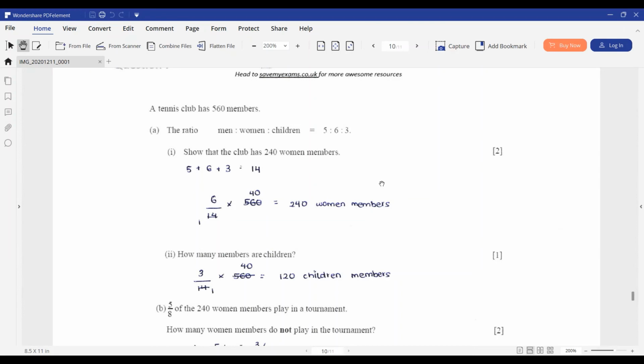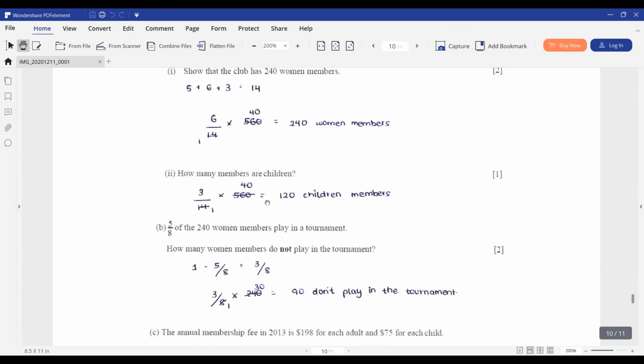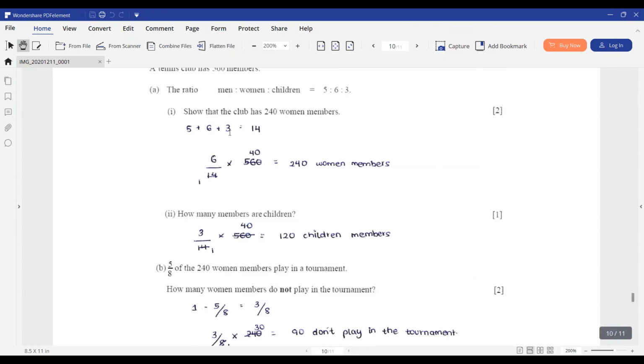Roman 2. How many members are children? We take the share of children, 3. This is all in respective order, so children is 3. So 3 over 14 multiplied by 560. So again we simplify. 560 divided by 14 is 40, and 14 divided by 14 is 1. So 3 times 40 is 120. So the number of members that are children is 120 members.